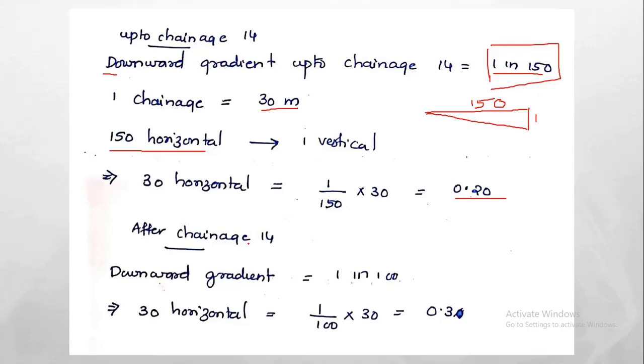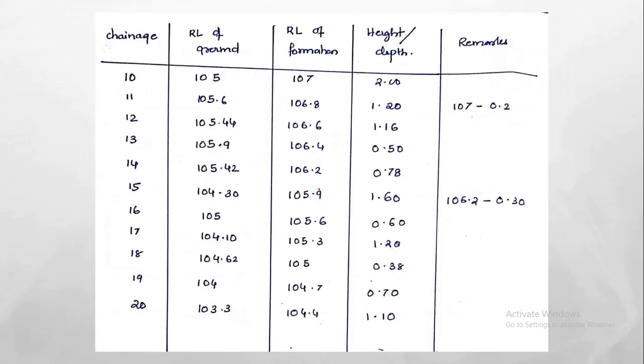So after chainage 14, the downward gradient is 1 in 100. That means 30 horizontal means that for every chainage, the level difference will be 0.3. Okay, here what we are doing is we are calculating after every chainage what will be the level difference. Okay, that is the calculation done here. So this is for the first table. So in chainage, these two values are already given in the question. ഇത് already questionൽ തന്നിട്ടുണ്ട് chainage value and reduced level of ground. Reduced level of formation we need to calculate.